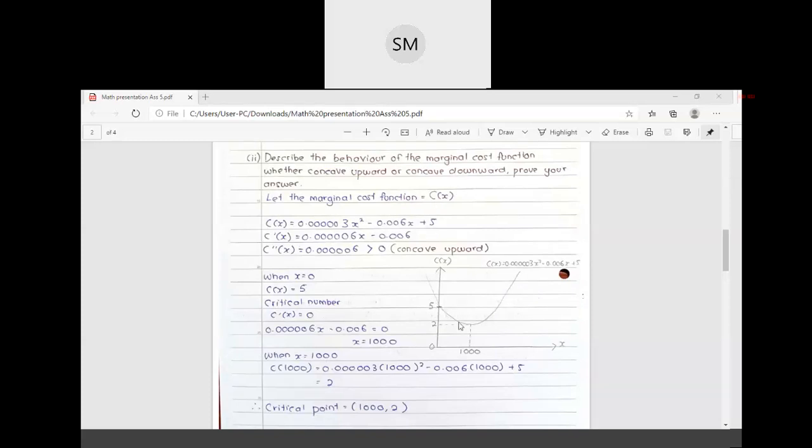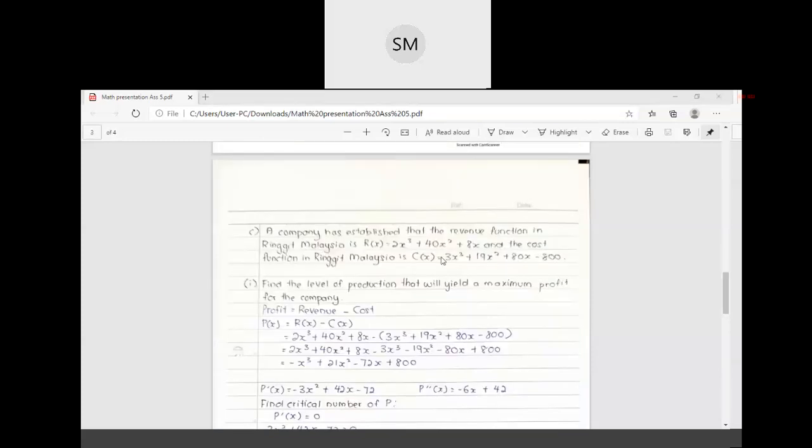So the question asks us to prove our answer. So I've drawn the graph over here with the marginal cost function equation and the given critical point. So we can see here the graph is showing concave upward.